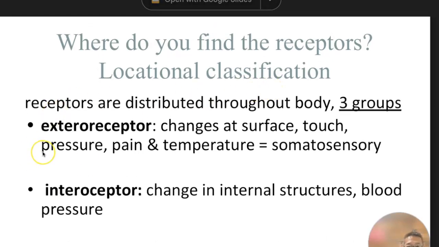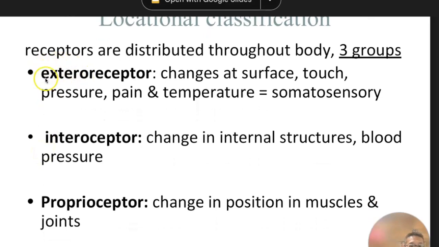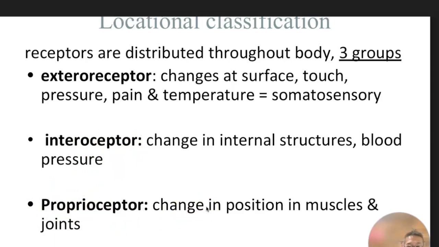Receptor by location. External receptor. External, of course, is exterior. Internal is interior. And proprioception, this one is a little bit different: when you close your eyes, you can sense where you are. This is a change in position in the muscles and joints. If you go forward or backward, your body will know that you're changing position.